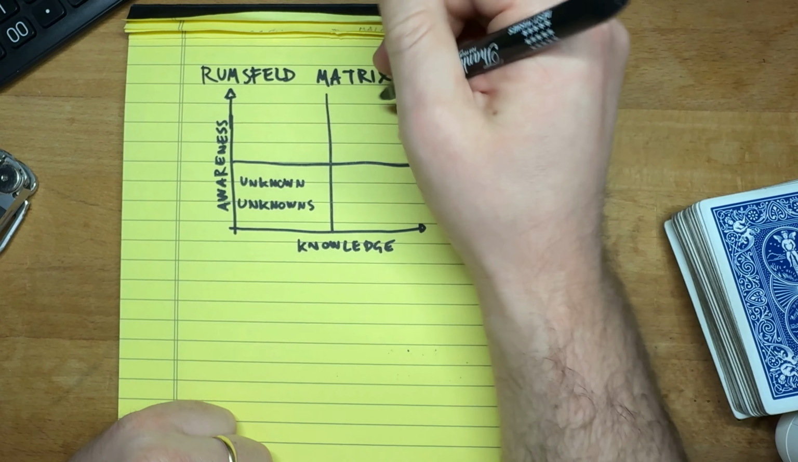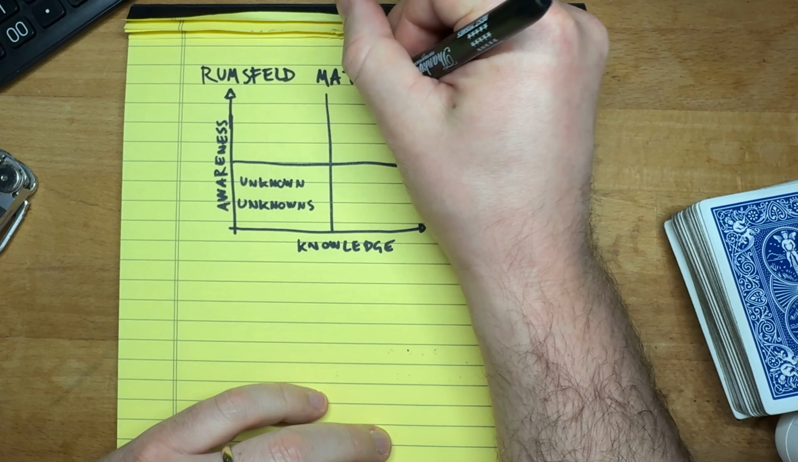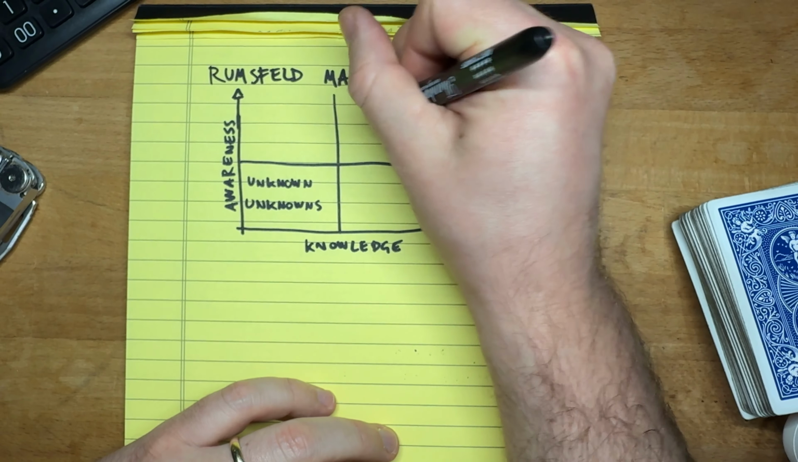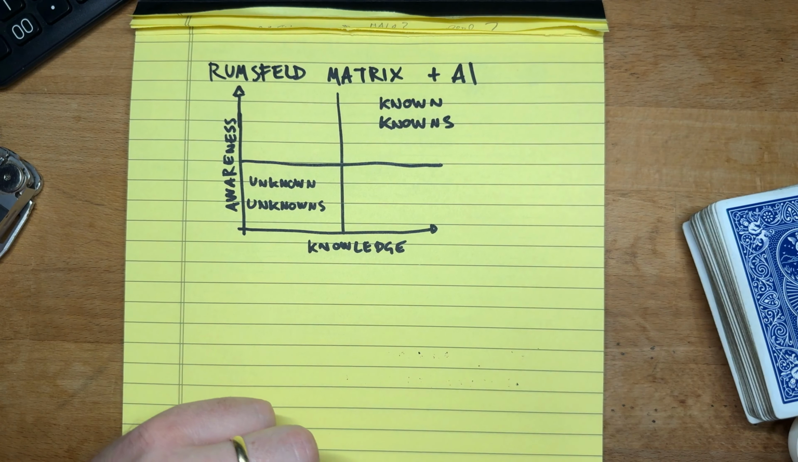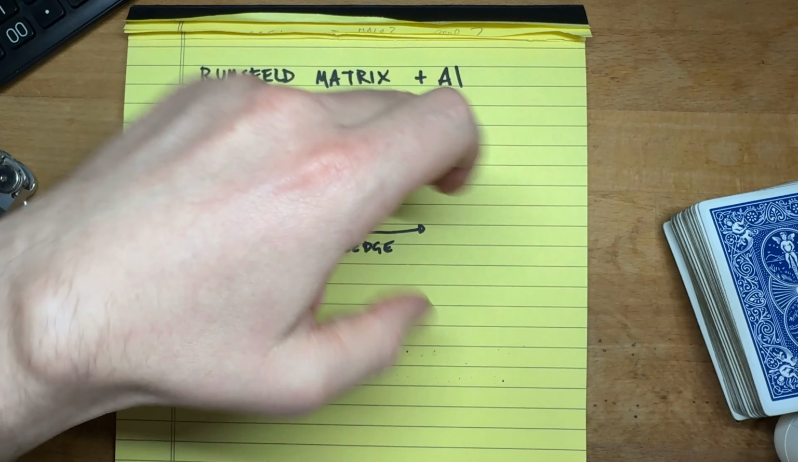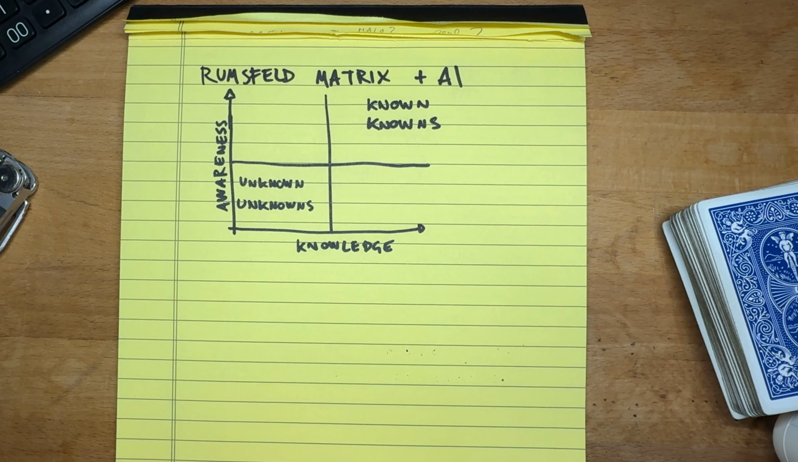Then in the top right, we have the opposite type of variables. Those are known knowns. So we do know they exist, we are aware of them, and we do know their value. That's where ideally we want to be, right, to make a rational decision.